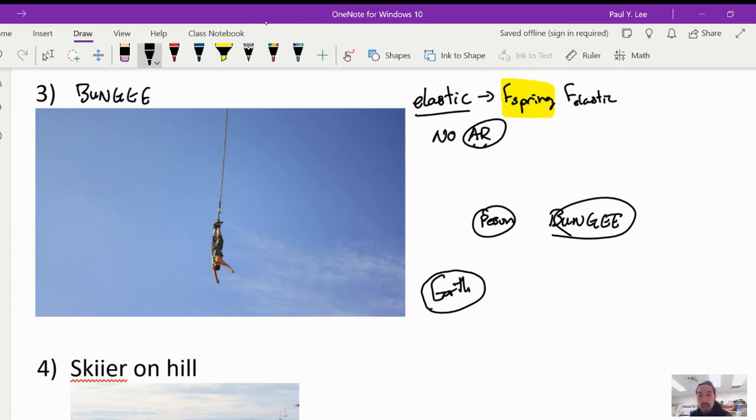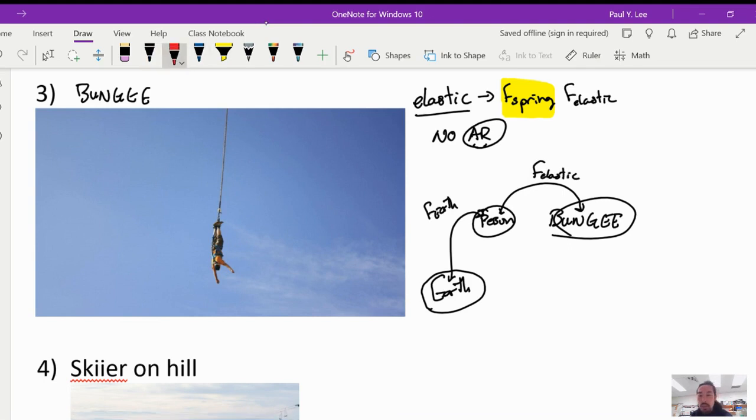So if I were to draw an interaction diagram, I would link the Earth and the person. We call that the force of the Earth. And the person is interacting with the bungee cable. We'll call that the force elastic, right? You can write the word spring if you would like.